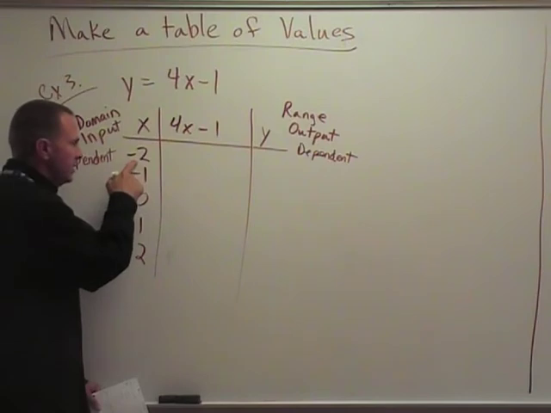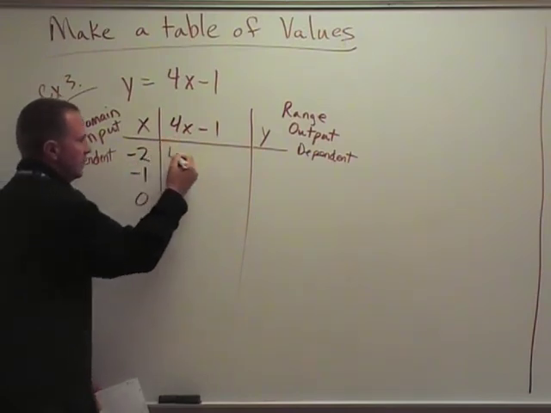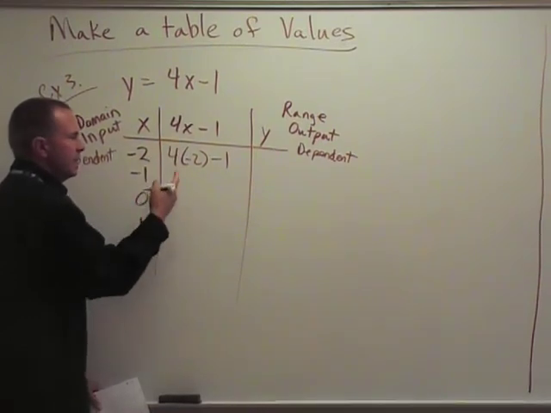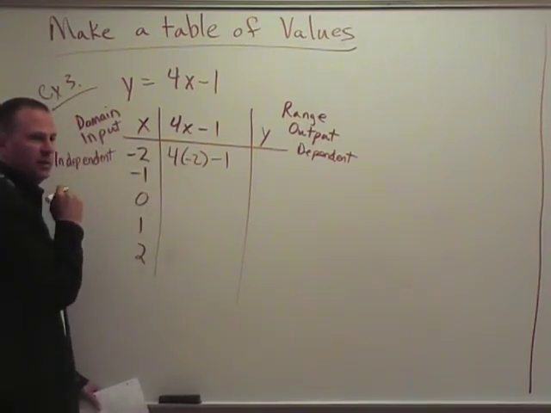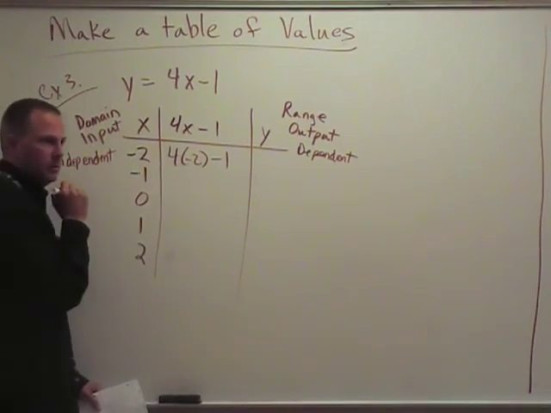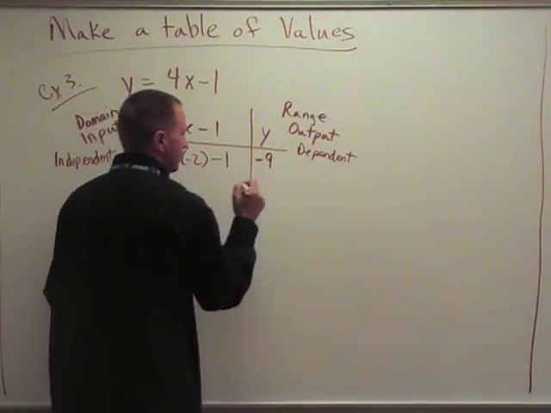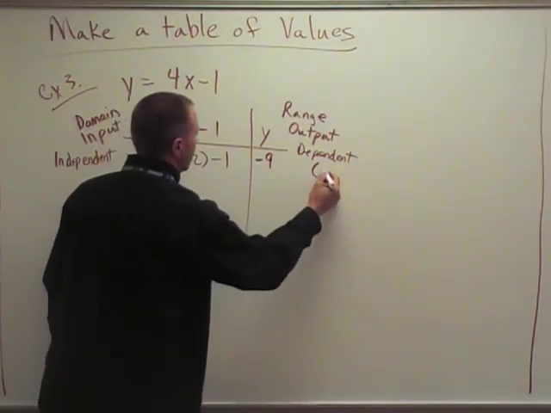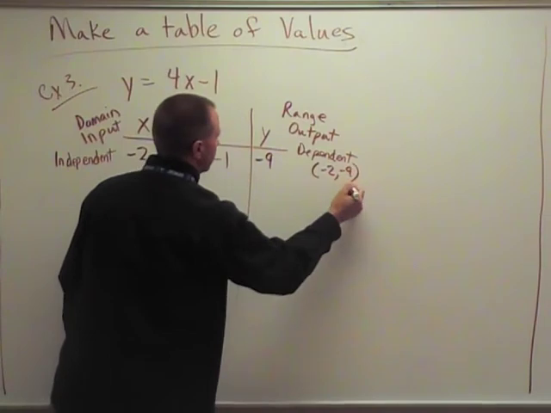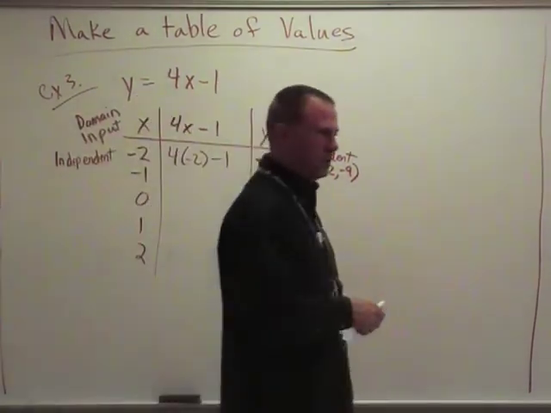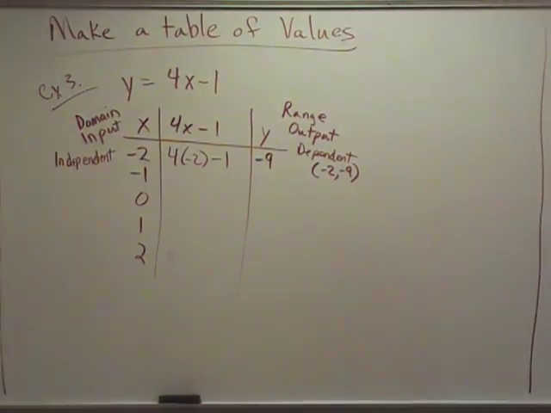Now, substitute each of these values in for x and tell me what you get. So I plug -2 in for x. 4 times -2 is? -8. Minus 1? -9. Bigger negative. That's -9. So, if you wanted to, you could say over here in another column, the ordered pair is -2, -9. Do that for the rest of them real quickly. Substitute the values of x in. Tell me what you get for your y.